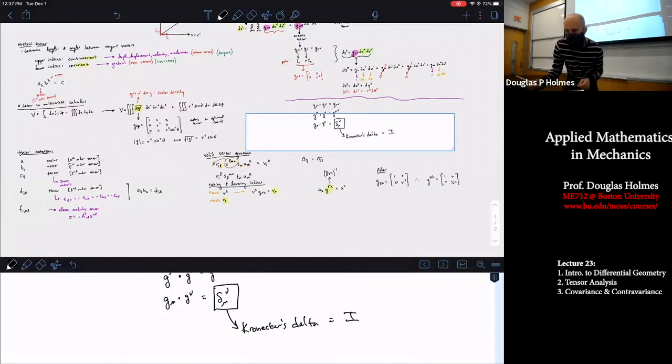The identity matrix. Does that help? Yeah, that doesn't make sense.